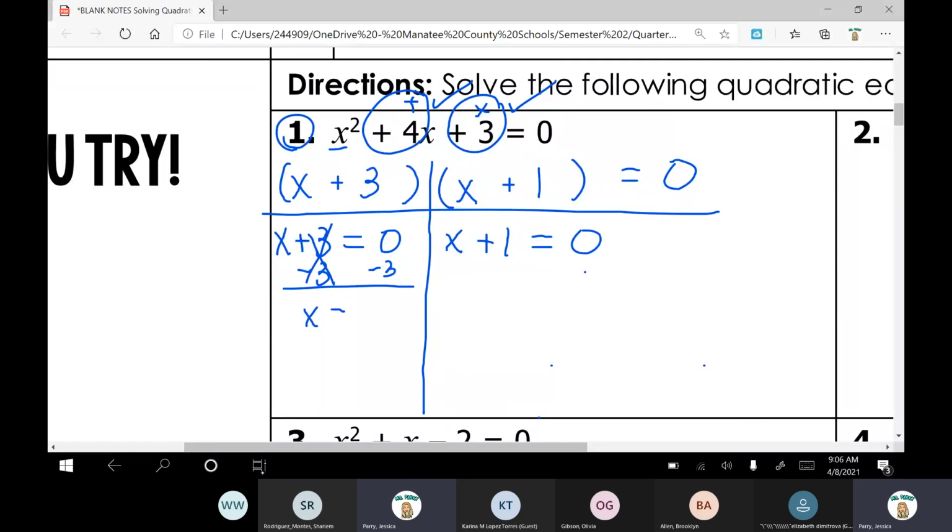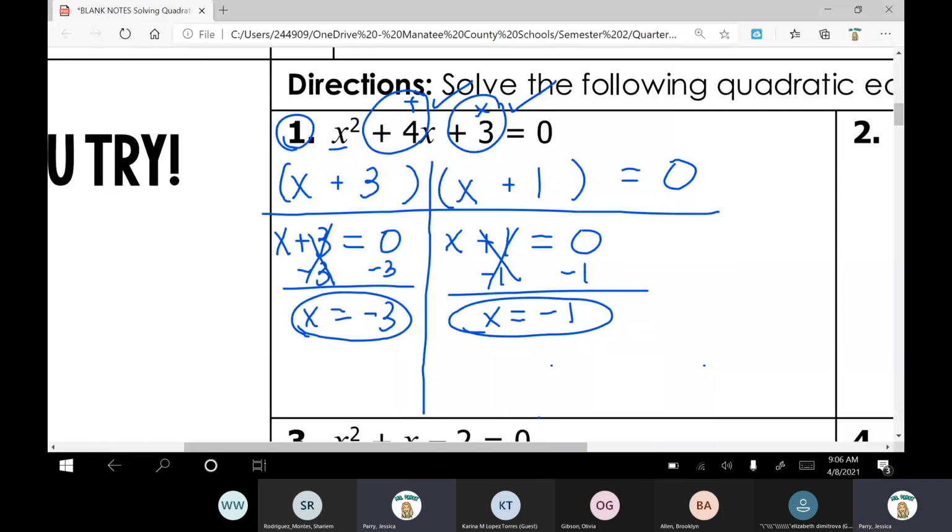And then now I've got my x equals negative 3. So I've got part of my answer here. Let's go ahead and solve the one on the right. So I do minus 1 on both sides. So I've got x equals negative 1. So we've got 2 parts of our answer there.